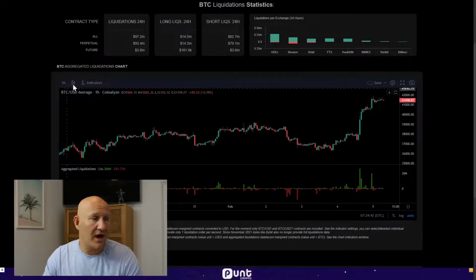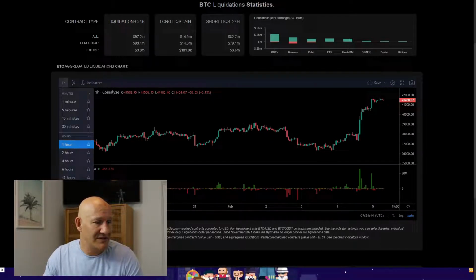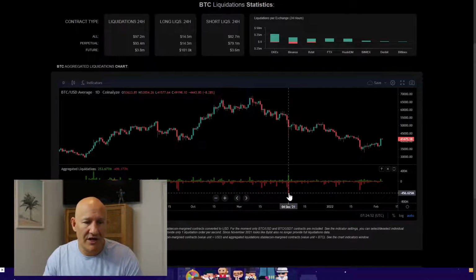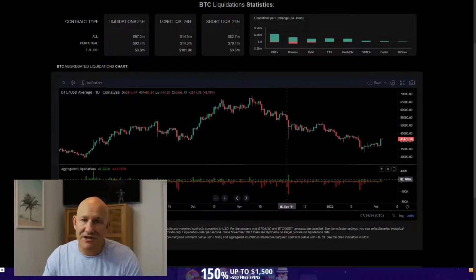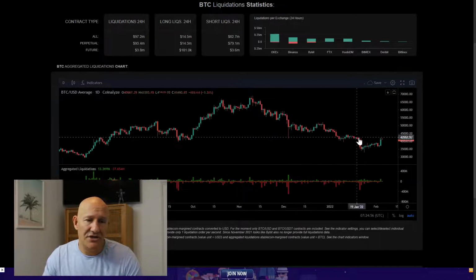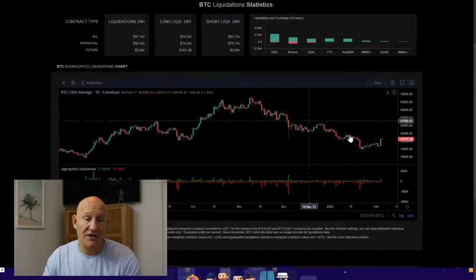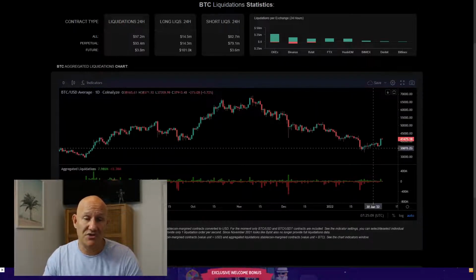And equally on the way down, if we look at this on a daily basis, you can see here when the market pulled back, you get these long liquidations as well. So this information is really helpful, and it helps a lot in terms of gauging market sentiment, and then helping to understand why the market may be moving in the way it is because of both liquidations and position taking by futures traders.